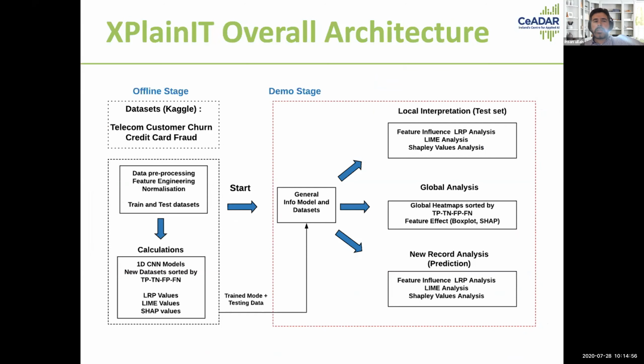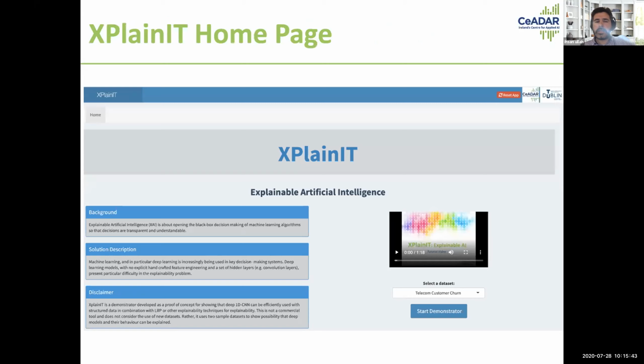So this is the overall architecture of the XPlainIT demonstrator. We have an offline stage where we have used telecom customer churn and credit card data sets that are used to train the 1D convolutional neural network. Once it is trained, we provide the deep network and the testing set to the demonstration stage, where we provide some general information about the data set and about the model being trained. And then those are used to visualize or provide explanation in terms of local interpretation, global analysis, and new record analysis. So we will show you these later in the demonstration.